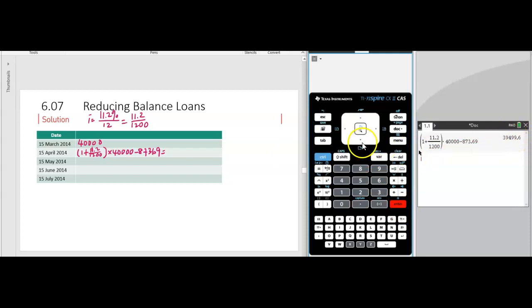Because this is not in 2 decimal points, I use my calculator, go up, enter. So how much do I owe then? 39499.64. For the next month, same thing: 1 plus 11.2 divided by 1200, times this amount, 39499.64, minus 873.69. So how much is the amount?